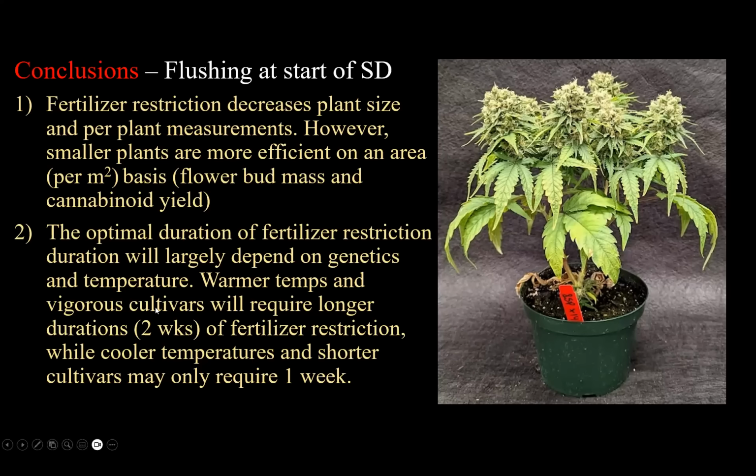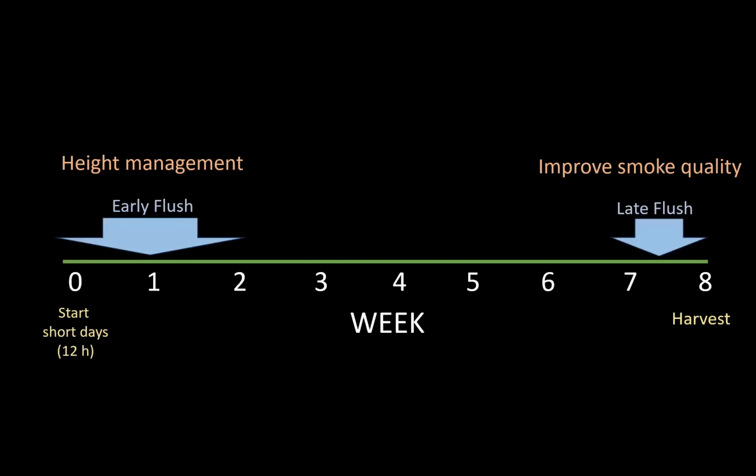Warmer temperatures, vigorous varieties, you need, I think, a full 2 weeks of this flush treatment. Again, cooler temperatures, shorter varieties, 1 week is sufficient, but you really will cut down on internode length because there's just not enough nutrition for those internodes to elongate. So again, late flush potentially improves smoke quality, doesn't really increase or decrease nutrients, but maybe there are other things that we are impacting that have some benefit.